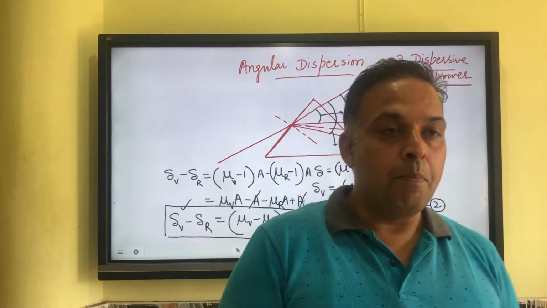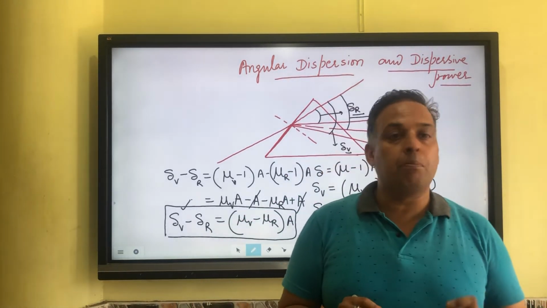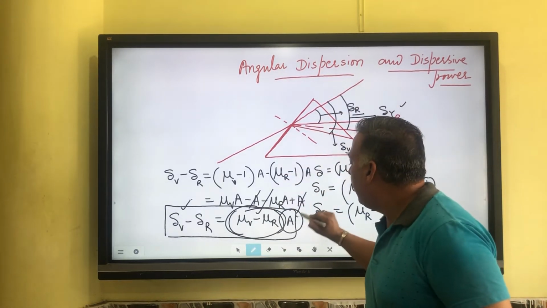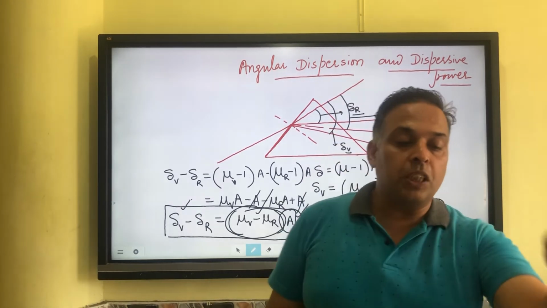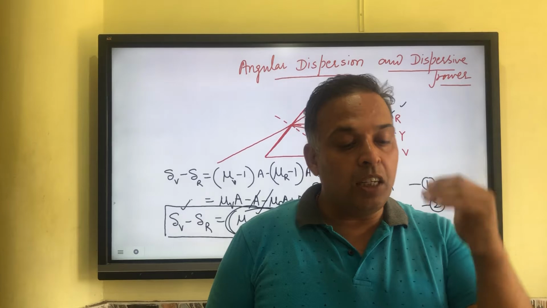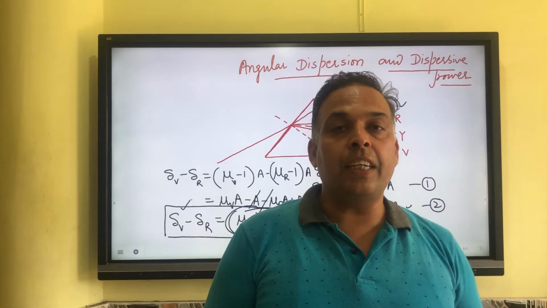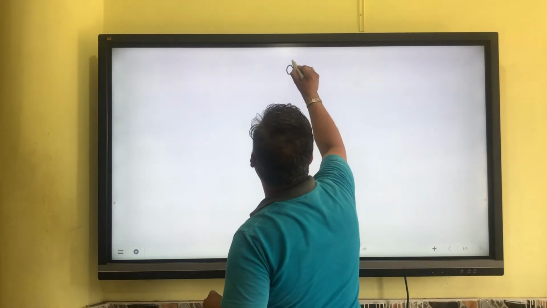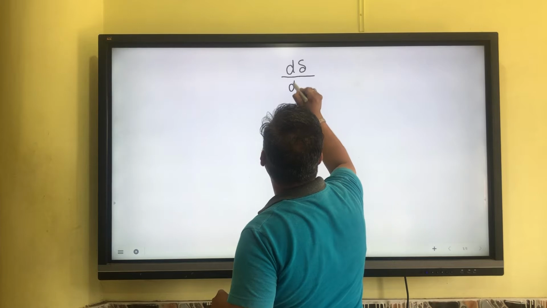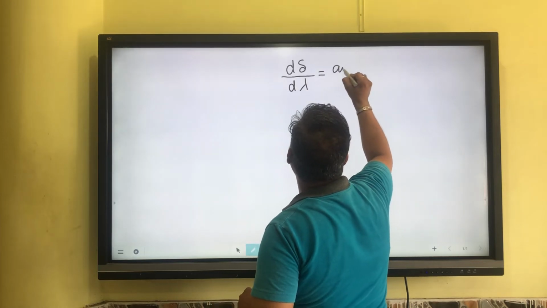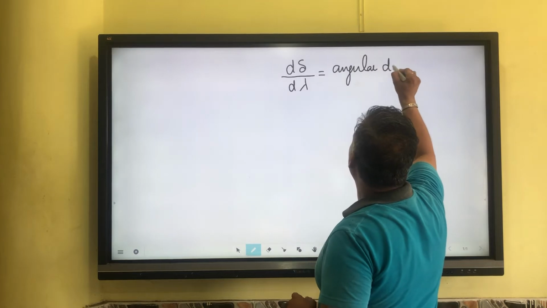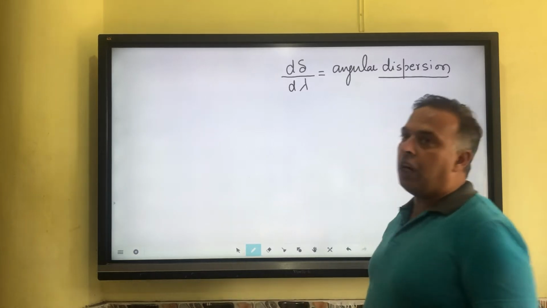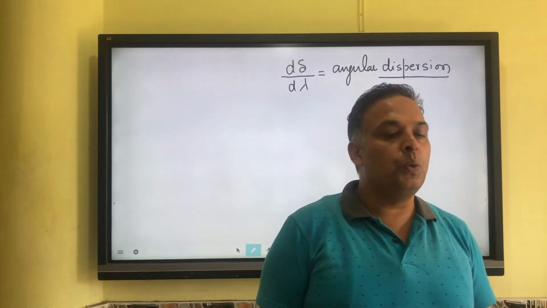Clearly, the angular dispersion produced by the prism depends upon two factors. Number 1 is the nature of the prism, and number 2 is the angle of the prism. Angular dispersion is defined as the rate of change of deviation with respect to wavelength.